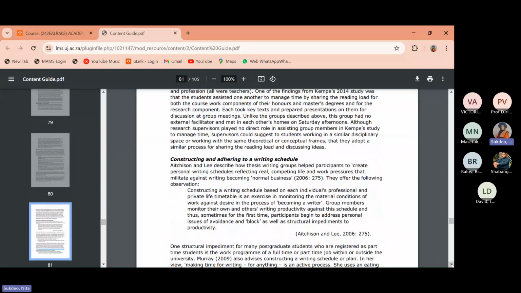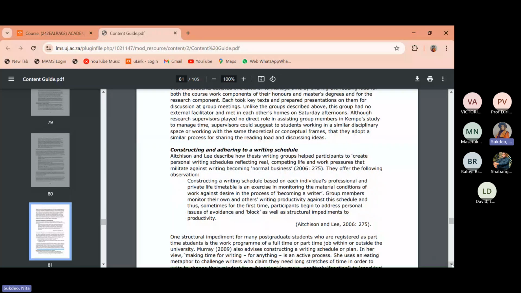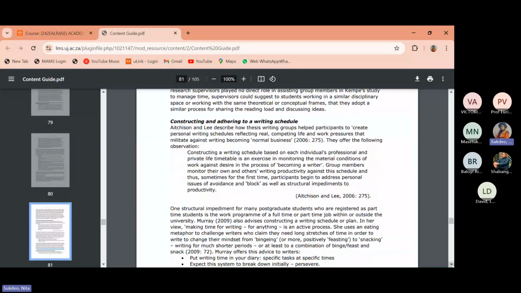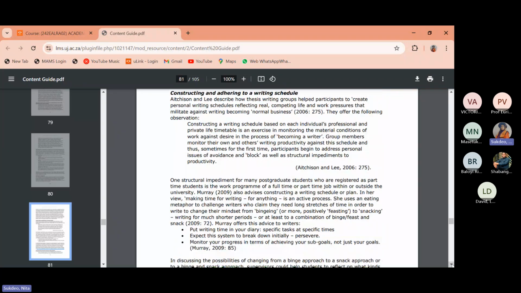Constructing and adhering to a writing schedule. This is important. And generally, in the proposal stage, you have a Gantt chart or a flow chart of the activities that you want to conduct throughout your research journey and the time frames for each of those activities. So you set yourself goals and activities and you put timelines to it.